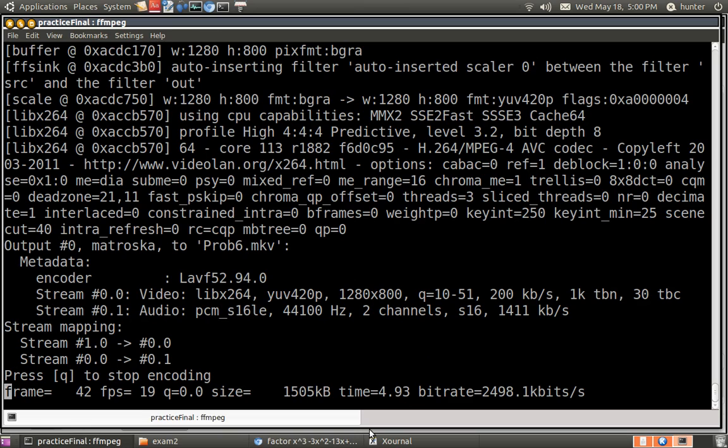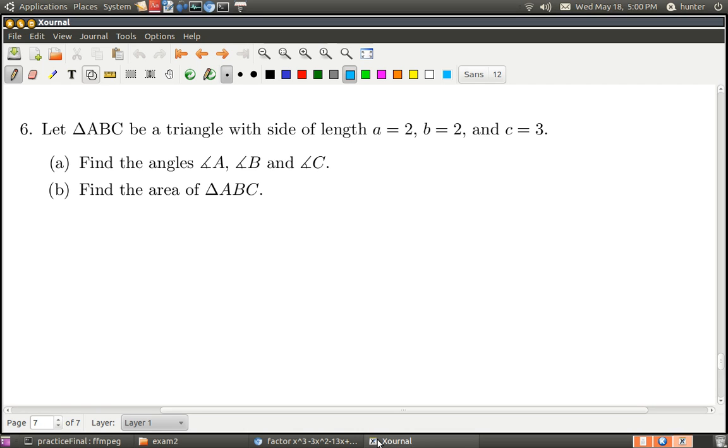Great, so we've got one more problem left to do in the practice final, problem 6, and it forces us to draw the picture ourselves, but it's not too hard. Okay, so it's describing a triangle here. It says ABC is a triangle and it has some side lengths. So let me draw a picture.